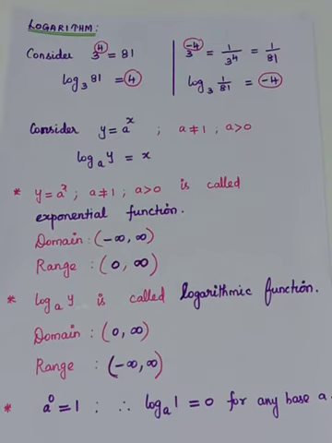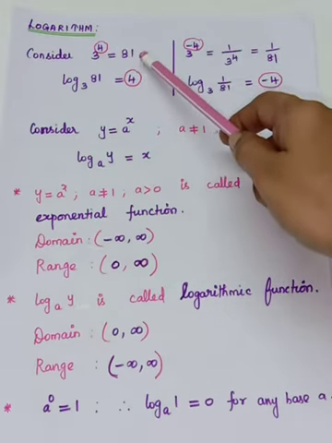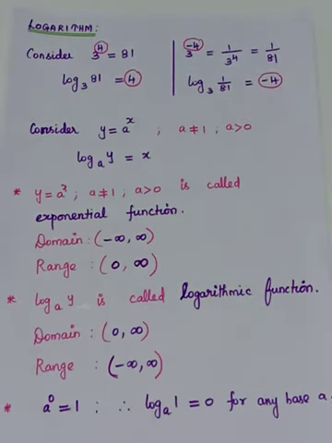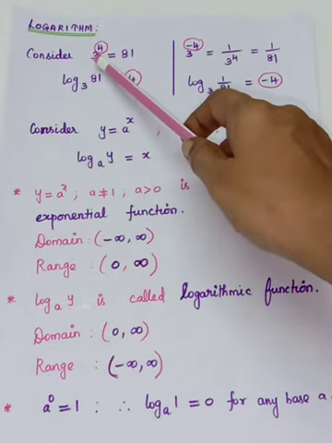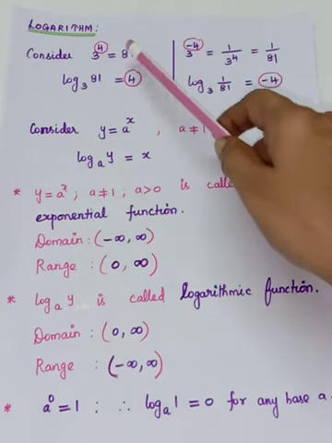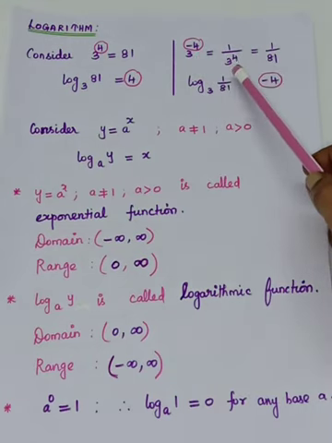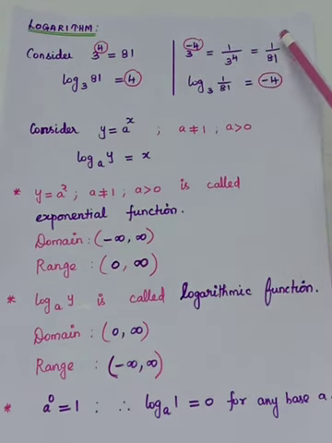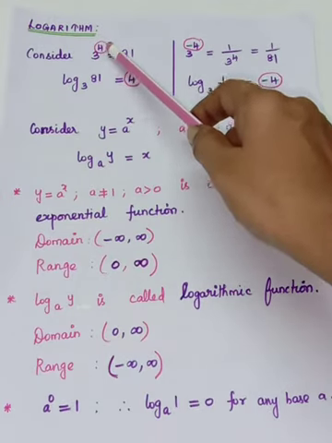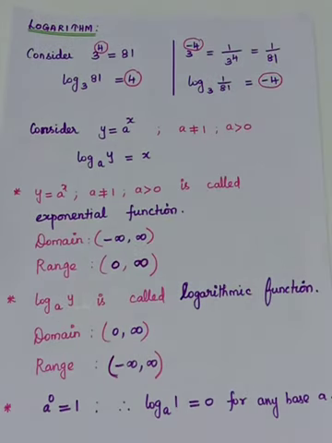Okay, I'll take an example. 3 power 4 is equal to 81. This 4 is called the exponent. If you multiply 3 four times, you will get the answer 81. 3 power minus 4 can be written as 1 by 3 power 4, that is equal to 1 by 81. You see the power, here it is positive, here it is negative, so it may be a fraction also.